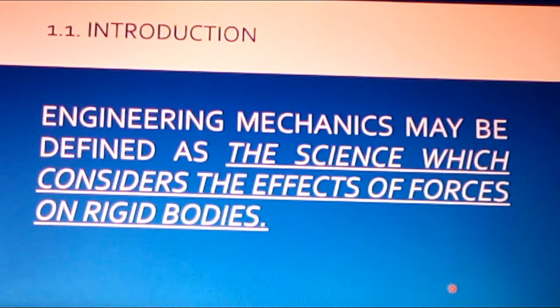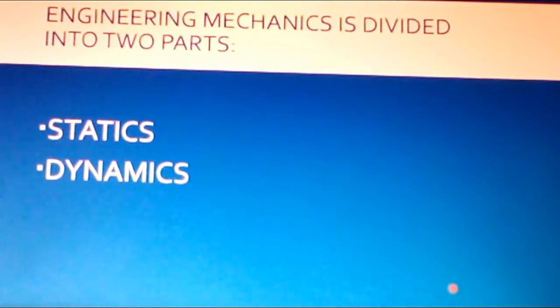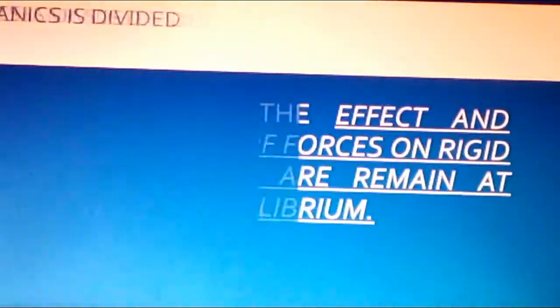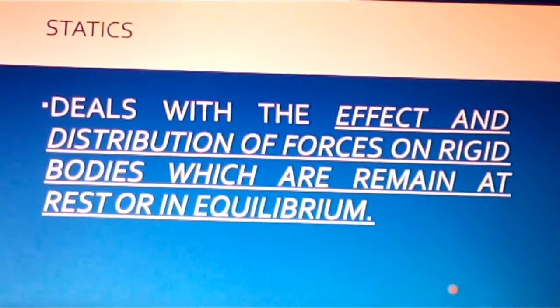So, for the introduction, engineering mechanics may be defined as the science which considers the effects of forces on rigid bodies. Engineering mechanics is divided into two parts, statics and dynamics. First, statics deals with the effects and distribution of forces on rigid bodies which remain at rest or in equilibrium.